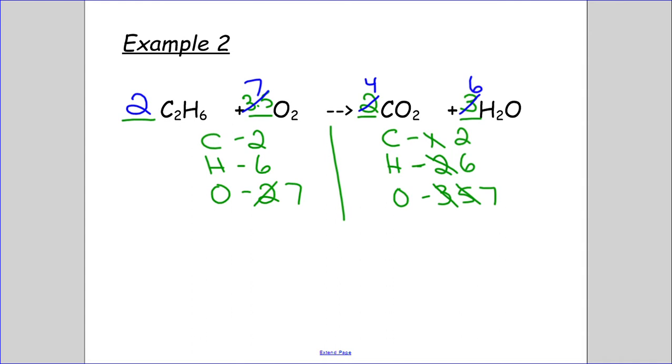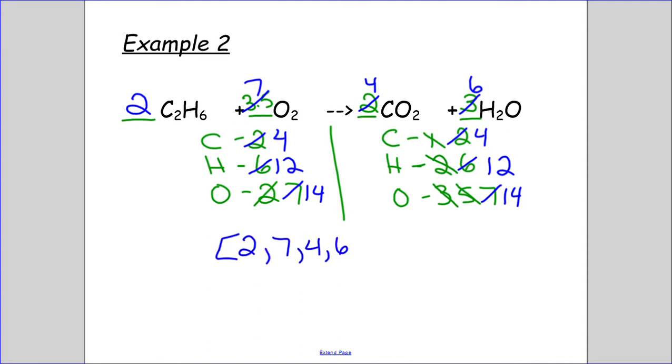And if I take a look and start to count my atoms here, I've got 4 carbons on the left. I've got 4 carbons on the right. I've got 12 hydrogens on the left, and we have 12 hydrogens on the right. And I have 14 oxygens on the left, and 4 times 2 gives me 8, plus 6 more, 14 oxygens on the right. So by doubling everything, I'm getting into whole numbers, which is allowing me to get to my answer with the coefficient values of 2, 7, 4, and 6.